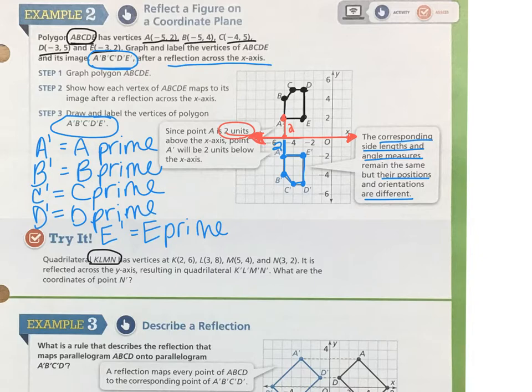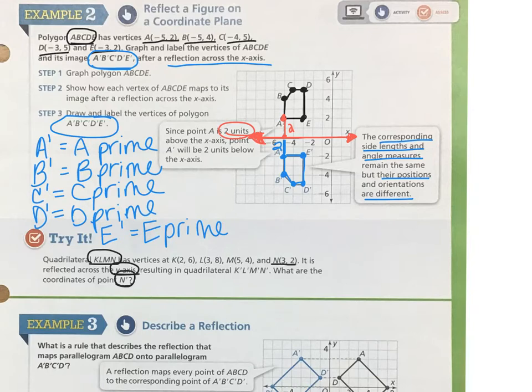Now let's look at the triad. Quadrilateral KLMN has vertices at K (2, 6), L (3, 8), M (5, 4), and N (3, 2). It is reflected across the y-axis, resulting in quadrilateral K prime, L prime, M prime, N prime. What are the coordinates of point N prime?